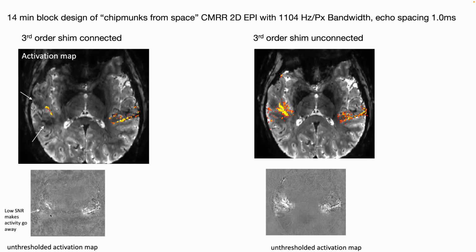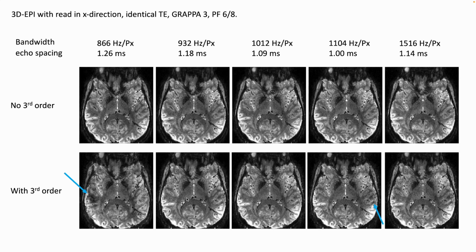So only part of the area exceeds the detection threshold, because everything else is hidden in these fluctuations of the fuzzy ripples. And obviously this effect is highly frequency dependent for a given echo spacing. So here, for example, you see that we never really have a disadvantage by disconnecting the third order Shim. The data always look better for these protocols with the third order Shim disconnected, but there are some protocols where it doesn't really make a huge difference.